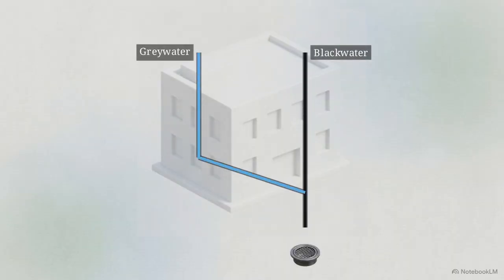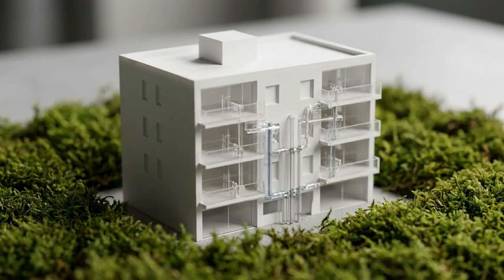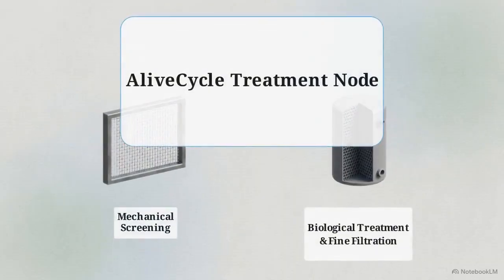The AliveCycle water system mechanically intercepts and diverts the greywater into a parallel pipeline network before it ever reaches the main blackwater drainage. Strict source separation of liquid streams is the mandatory first step for establishing functioning decentralized infrastructure. Once diverted, the isolated greywater stream exits the residential block and enters a localized treatment node positioned directly on the premises. This flowchart diagrams the treatment node.